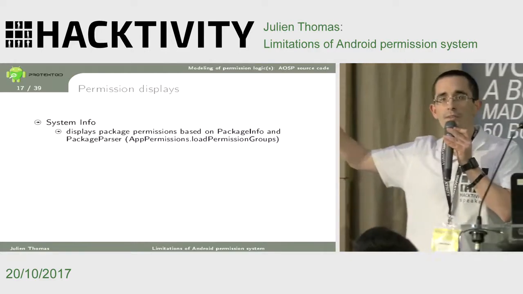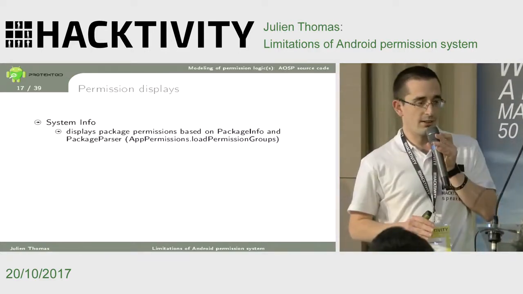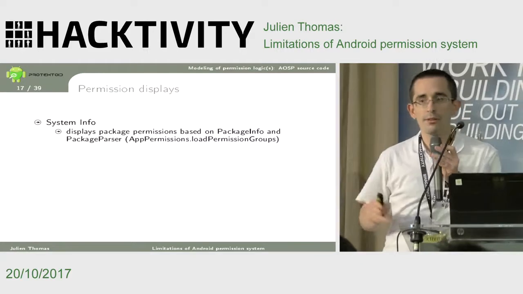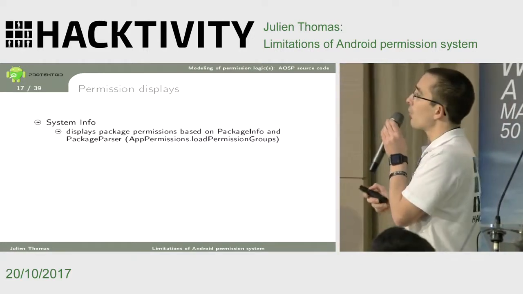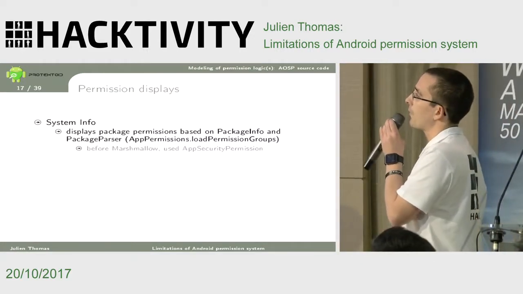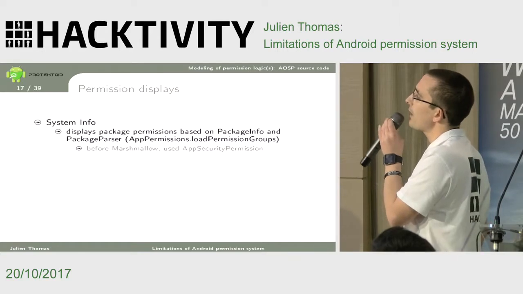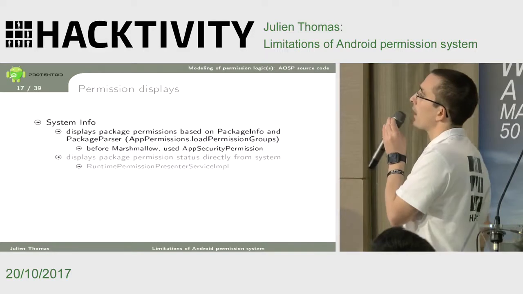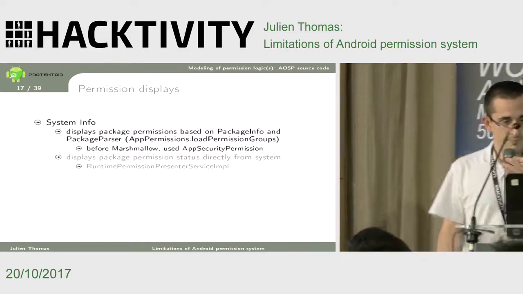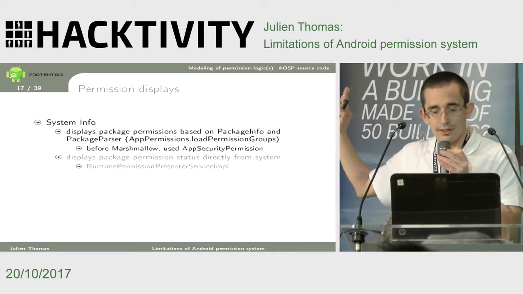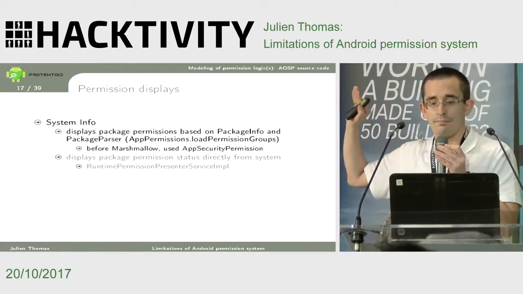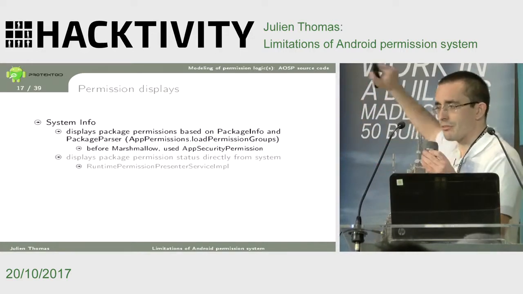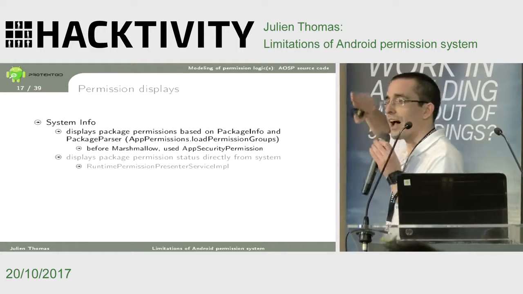Okay, so we know how it's defined. We know how it's computed. The other question is how it's displayed to the user. So we have what we call the system info. Basically, it displays package permissions based on package information. And the other very important thing is that it displays status, not from the package info, but directly from the system, because the system info accesses the system allocated memory.